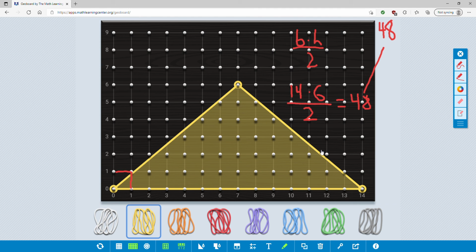So now you've seen a two-part lesson: you're practicing area, and you're also showing that even though the geometric shape changes a little, the areas can still be the same.